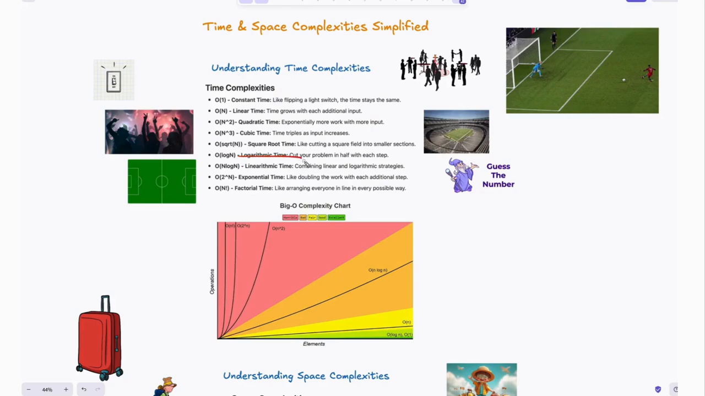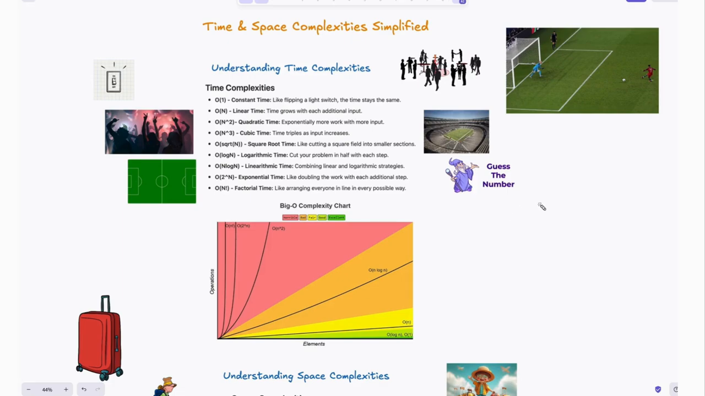Next is logarithmic time. Now imagine a different scenario. You are trying to guess a number between 1 and 100. If you use a binary search strategy, you start in the middle and then go left or right. You can cut the number of possibilities in half with each guess. So this is O of log n time, where the time taken grows slowly even as the number of possibilities increases. Basically, at each step, you reduce the search space by 2.